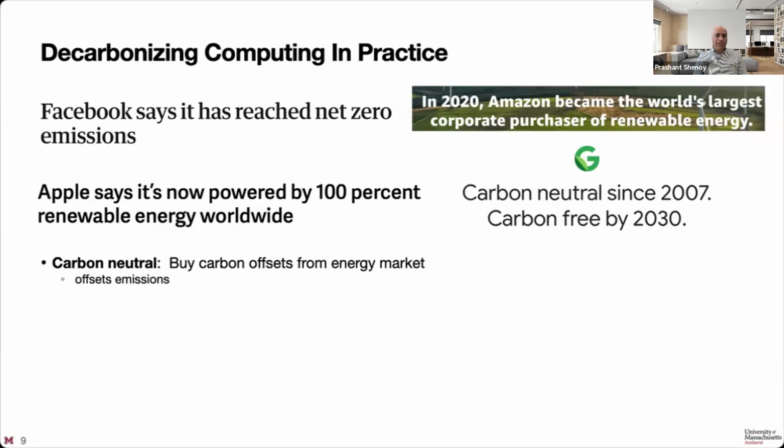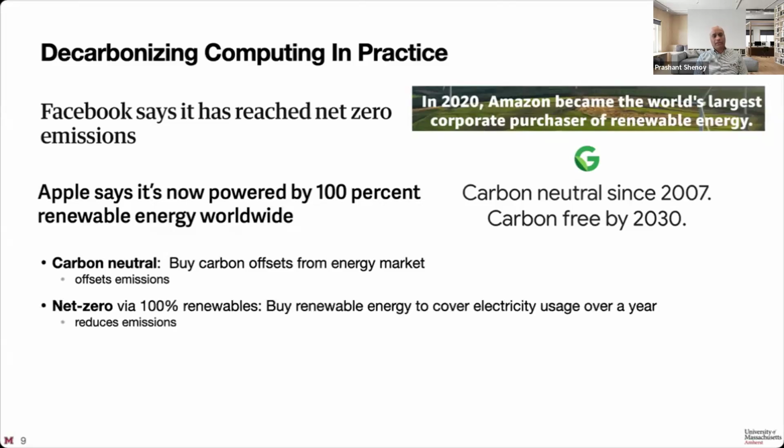The first term is called carbon neutral. Carbon neutral simply means you're going to buy carbon offsets from the energy market. So you're not actually reducing your emissions, you're just offsetting them by buying carbon offsets. The second term here is net zero via 100% renewables. What this means is that you will buy renewable energy from maybe wind farms or solar farms, not necessarily near you, but somewhere through a power purchase agreement. And that renewable energy is enough to cover your electricity usage as a cloud operator for an entire year. This is going to reduce our emissions, but in the next slide I'm going to show you why this is still not enough.